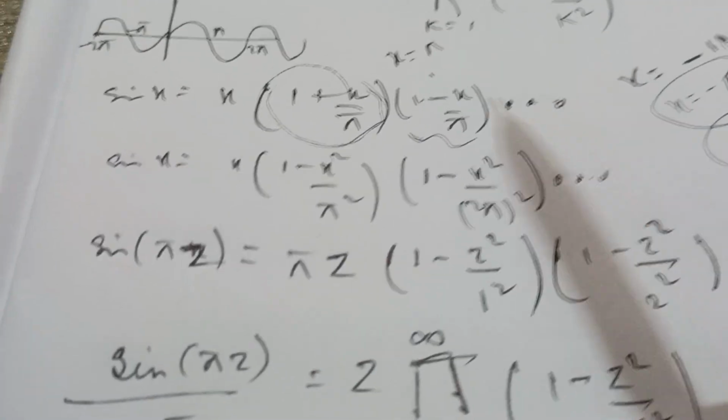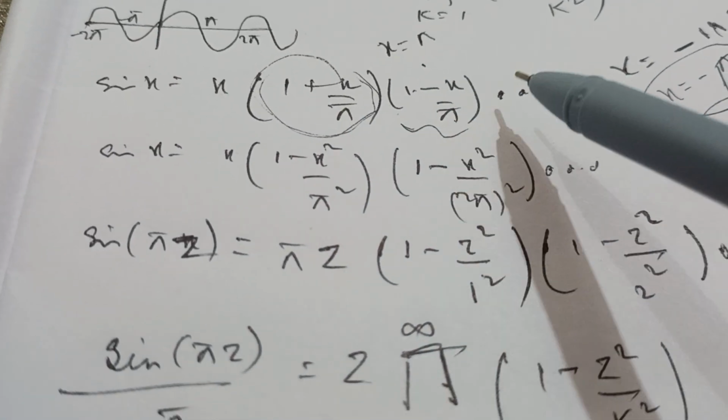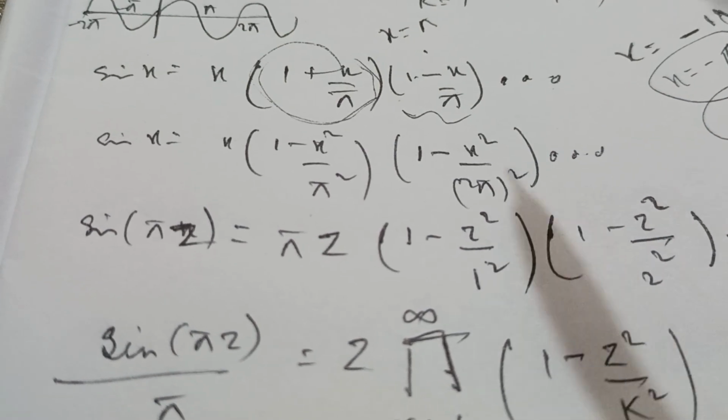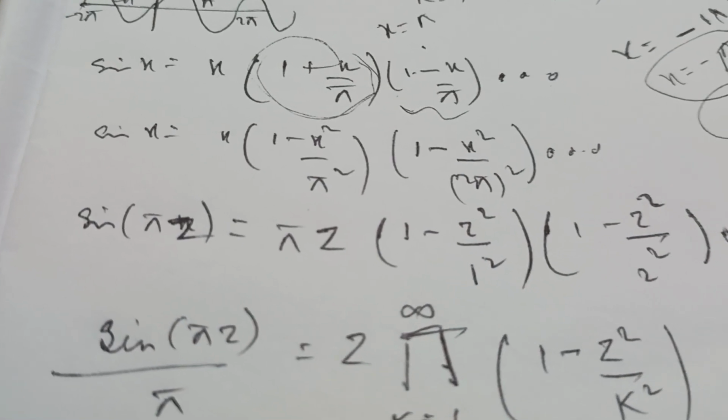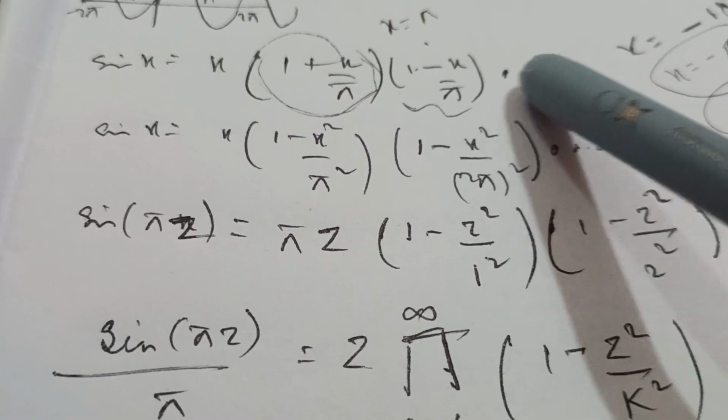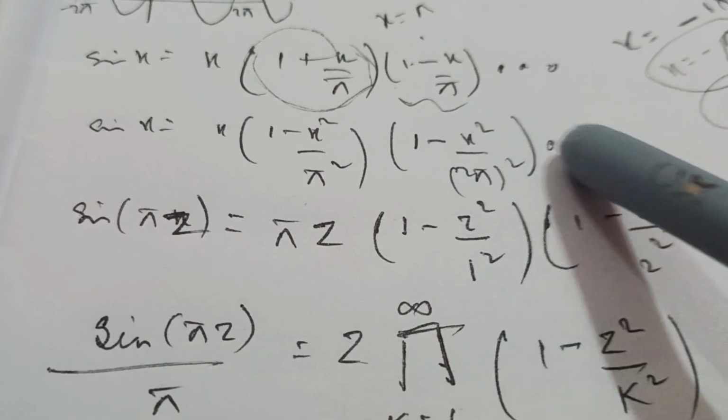Fine. Again, I'm going to combine these two terms, 1 plus x by 2 pi and 1 minus x by 2 pi, and use the identity a plus b into a minus b equals a square minus b square. So that I have done here. If you can't see it, then you can write the next terms also, you will see it.